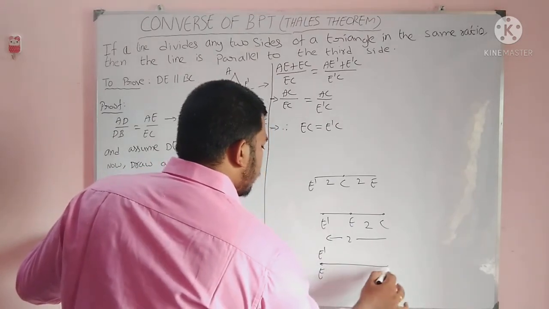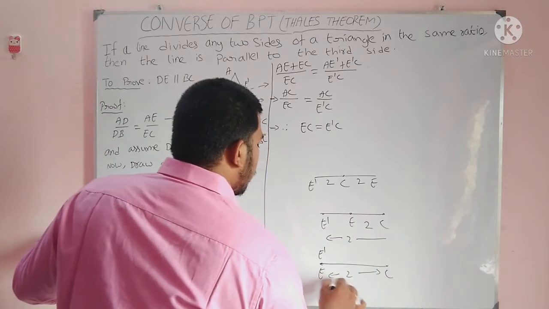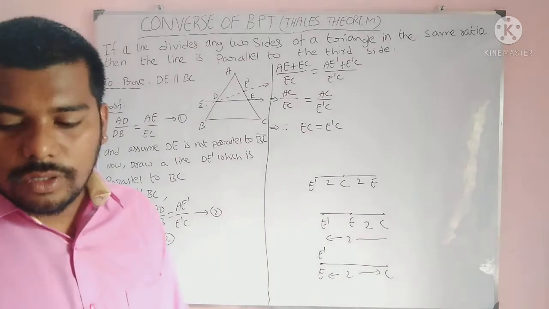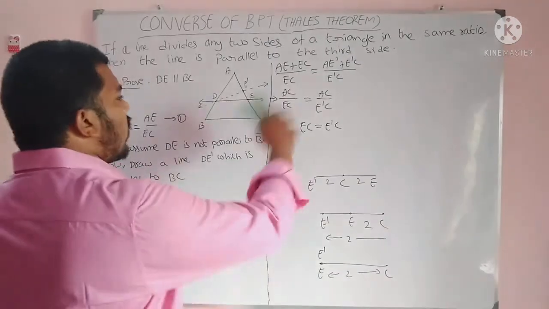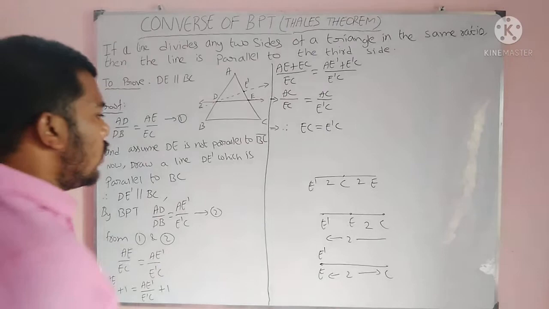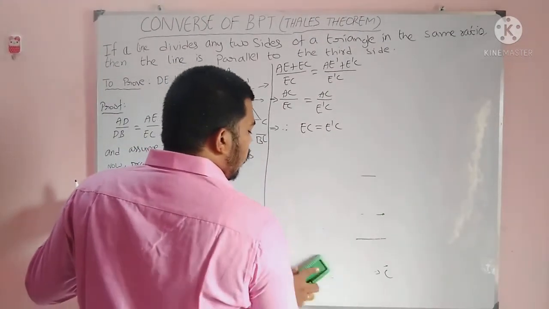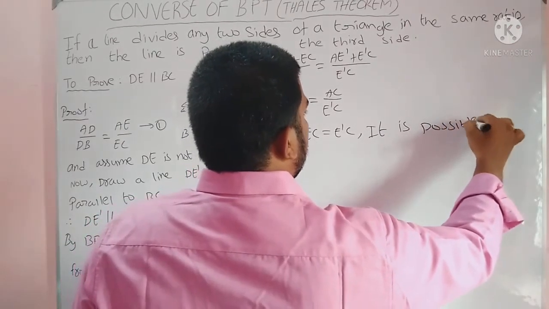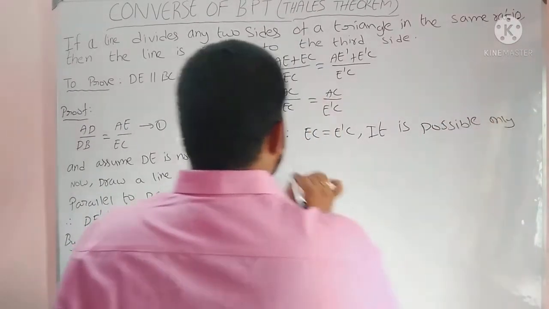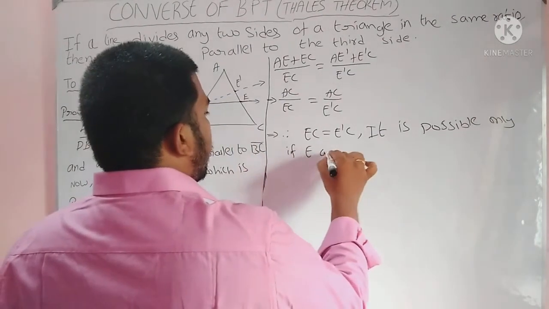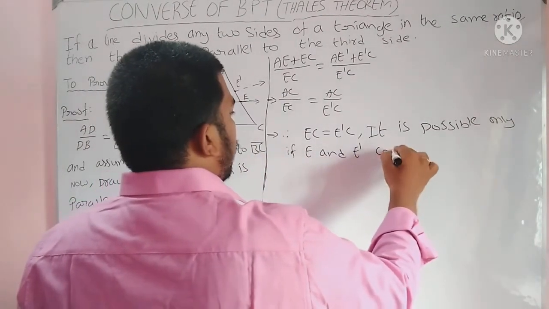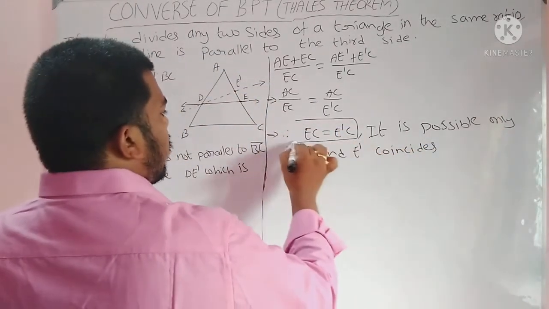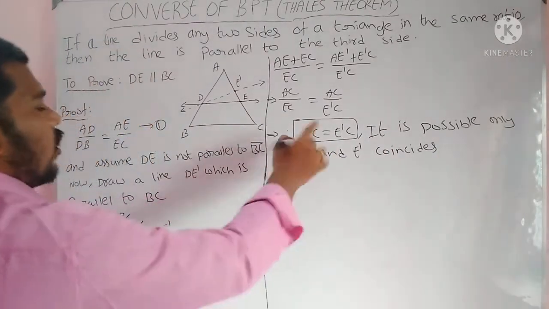E and E dash must be the same points. Then only the condition EC is equal to E dash C will be satisfied. Otherwise it is not satisfied. If they are on opposite sides, it's not an issue. So we can conclude that the above situation is possible only if E and E dash coincide. Otherwise this condition cannot happen and it cannot be true.